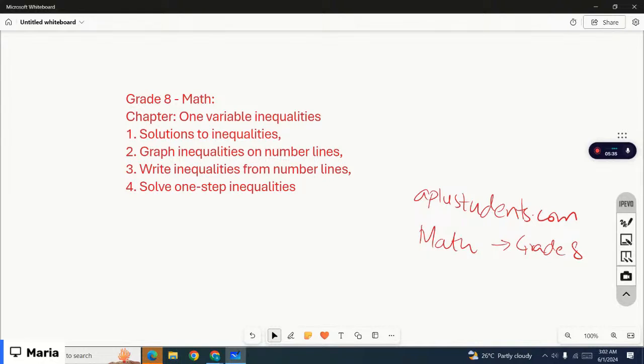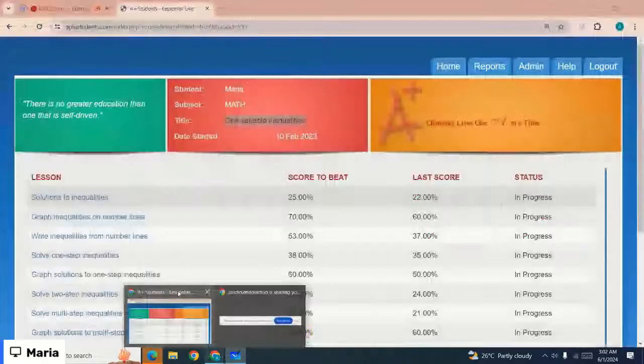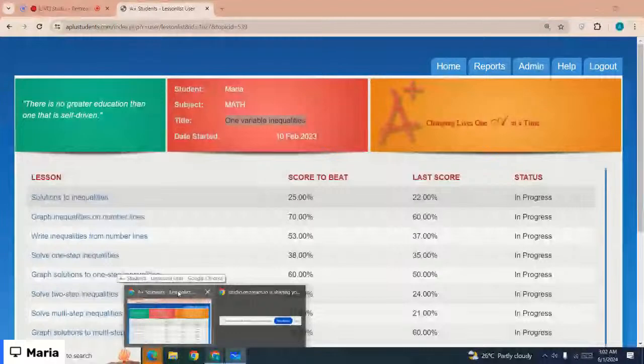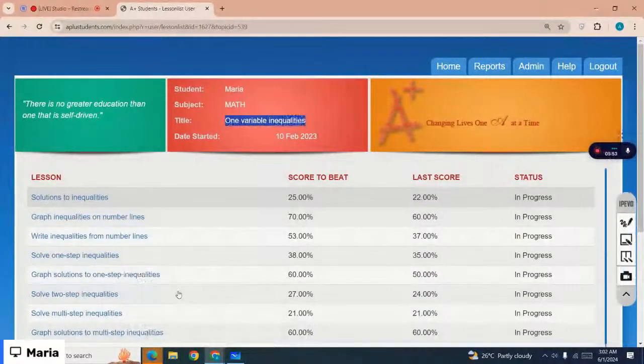Okay, let's just start with the first lesson, that is solutions to inequalities. And please make sure you have your notebook and pencil so that you can note down the important examples as well. So here I am on grade 8 math. The chapter we are on right now is one variable inequalities.